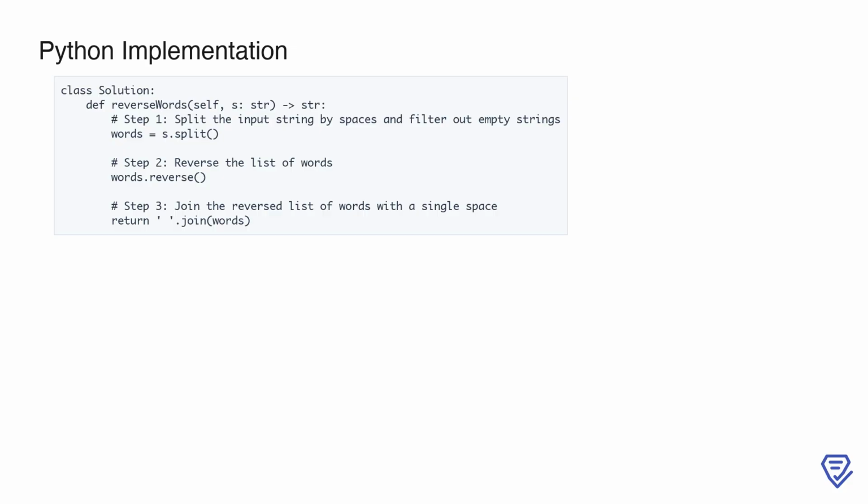Key advantages of this approach. Efficiency: the solution operates in O(n) time complexity, where n is the length of the string. Splitting, reversing, and joining are all linear operations. Simplicity: the code is concise, leveraging Python's built-in string and list methods to handle most of the complexity.